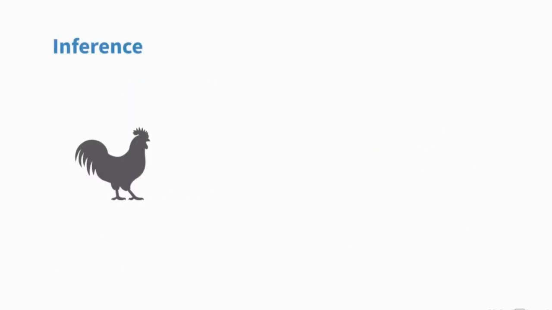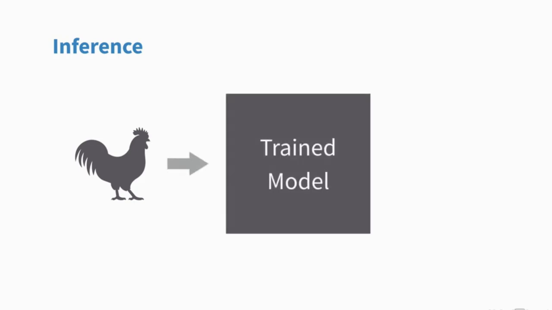Inference is the process of using a trained model to make predictions on new, unseen data. During inference, the input data is passed through the trained model, and the model produces an output based on the patterns it has learned during training. Inference is typically faster and computationally less intensive than training.